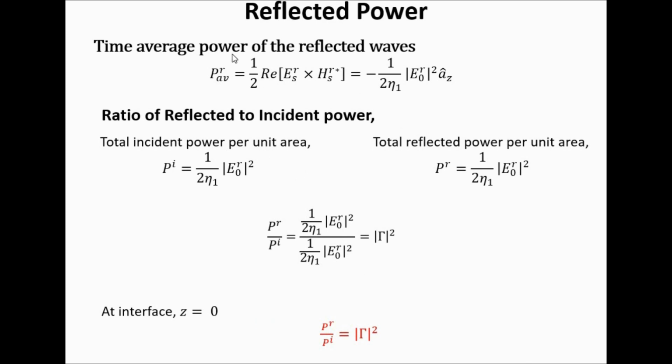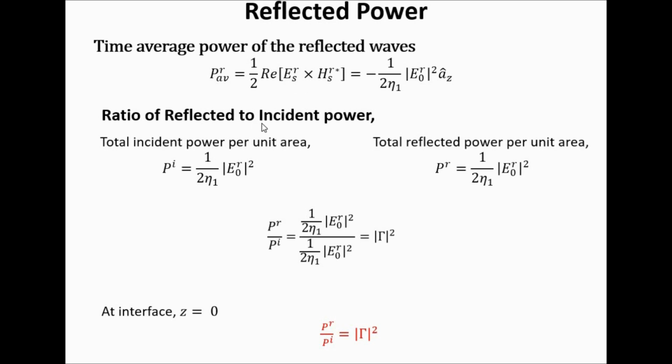Now for the reflected power, the time average power for the reflected wave, you can find it this way: ER times HR conjugate, and the final formula will be 1 over negative 2 eta 1 E0R squared AZ. Here we got a negative sign because now the power will be transmitted in the negative Z direction. So we got a negative at AZ, meaning that power is flowing in the negative Z direction.